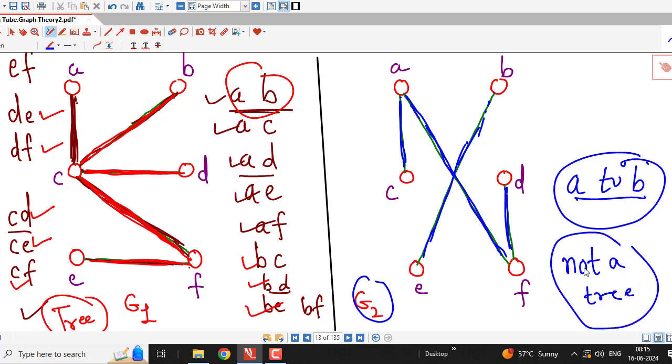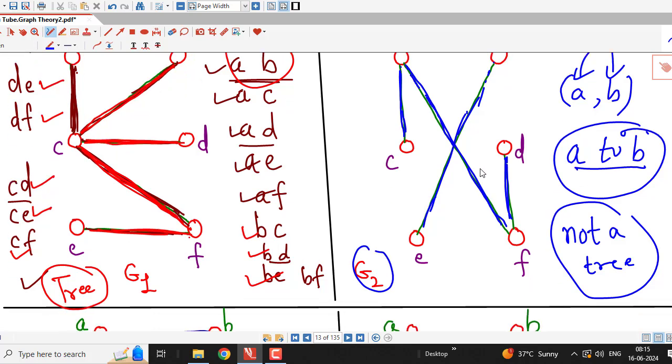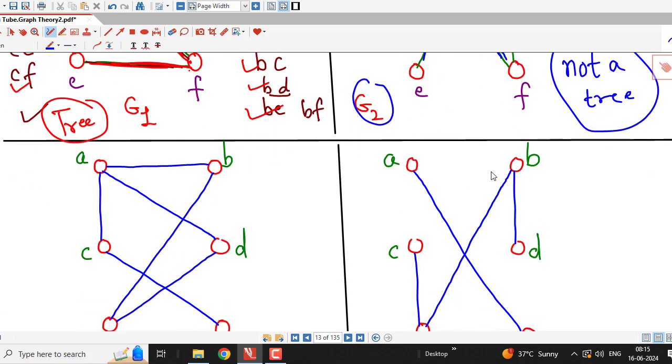A tree must be a connected graph, and a connected graph is that graph in which there is a path between any pair of vertices. So here for this pair we are having no path from A to B or from B to A. Therefore G2 is not connected, and therefore it is not a tree.